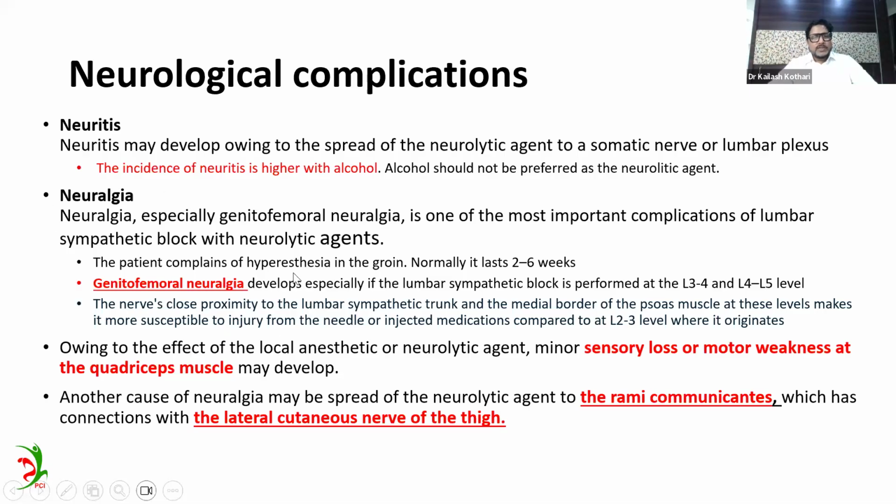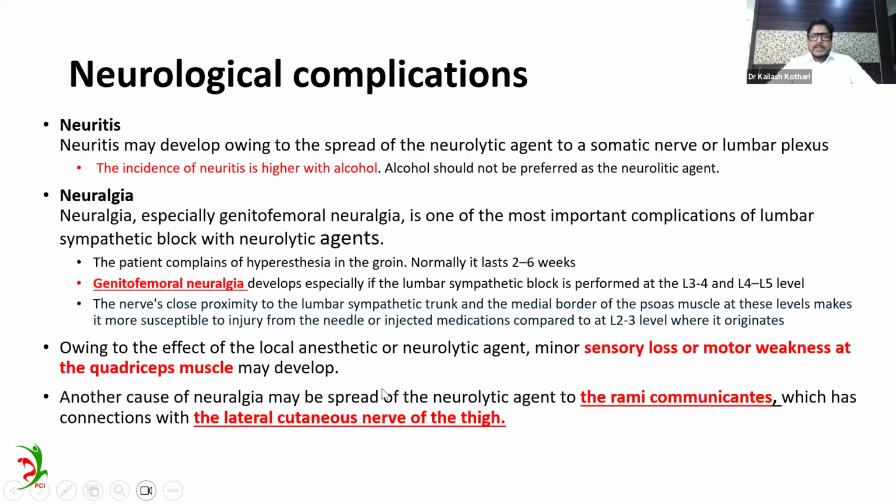Then neuralgia, especially genitofemoral neuralgia, when you are doing a lesion at the L2 level and L3 level, it is very common, especially at the L3, L4 level. So you have to be careful that when you are doing stimulation, you should not have a stimulation going toward the genital area. And when you are doing chemical neurolysis, there is a chance you may develop genitofemoral neuralgia. Normally, it lasts up to 2 to 6 weeks and then it settles down. But sometimes it is difficult to control, and the patient may have long-lasting neuralgia.